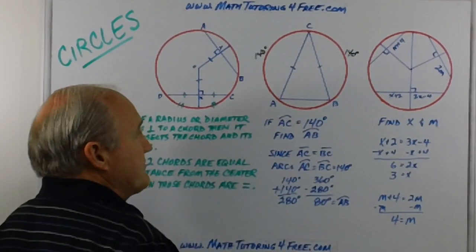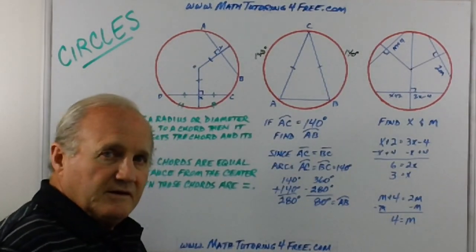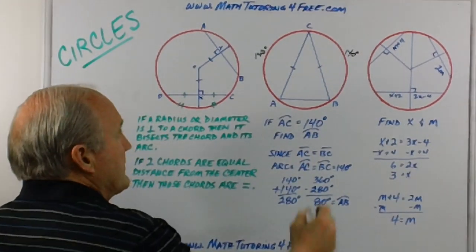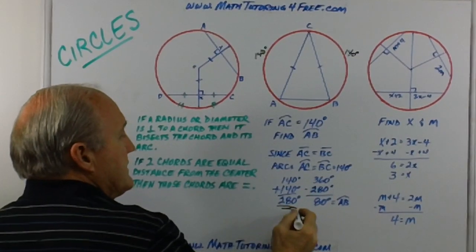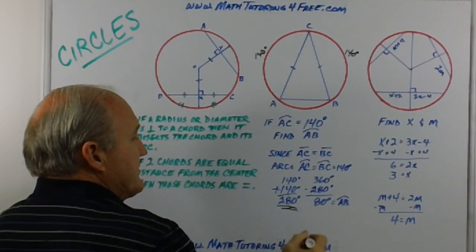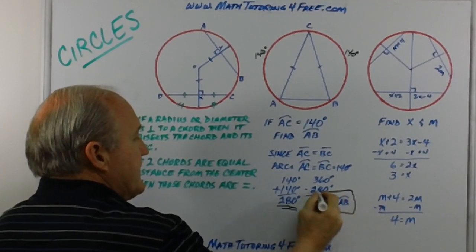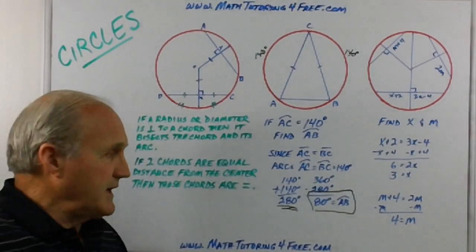And as simple as this problem is, what do we do to find the third, or the minor arc? We're going to add these two arcs together. 140 times 2 is 280, and then just subtract that from 360. So we find that our minor arc is 80 degrees.